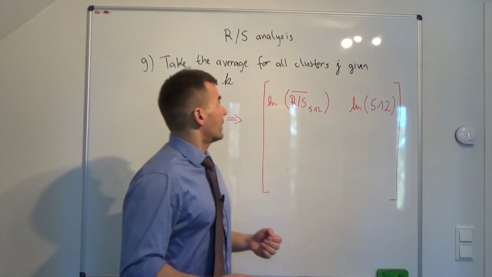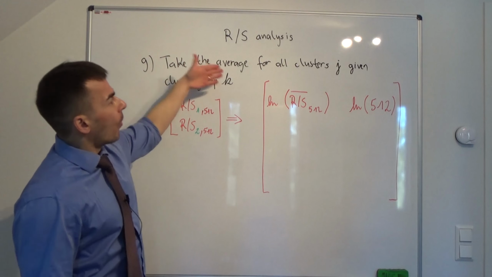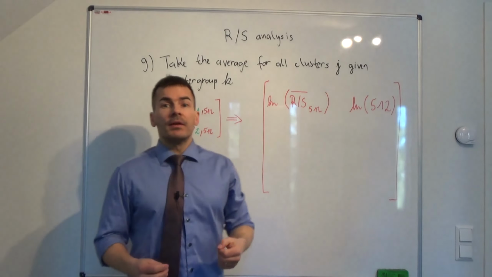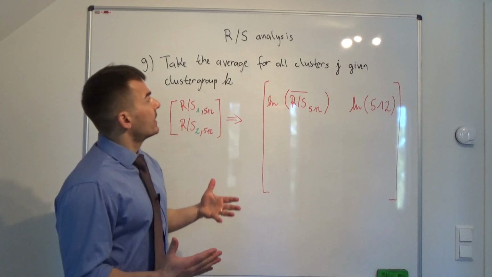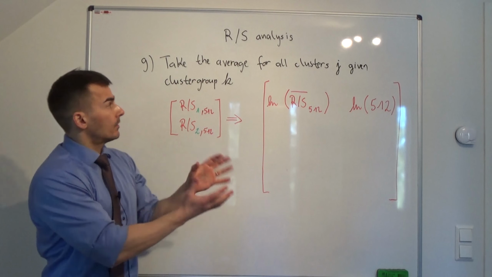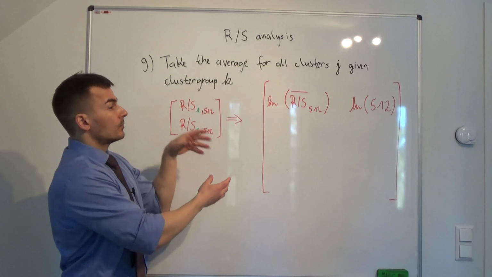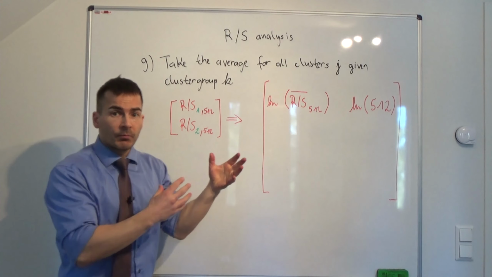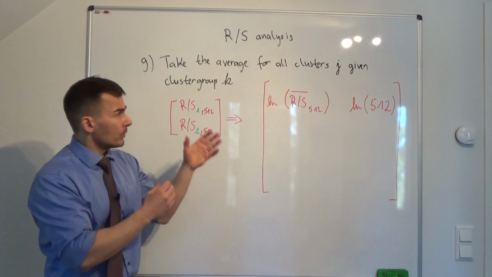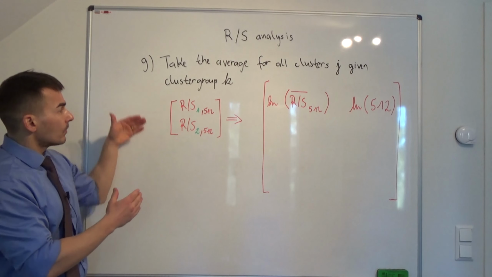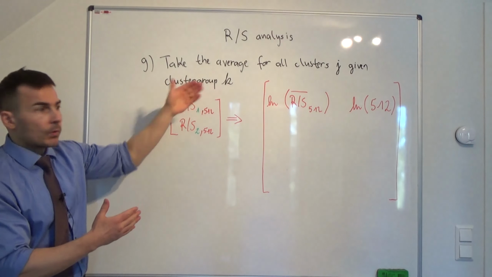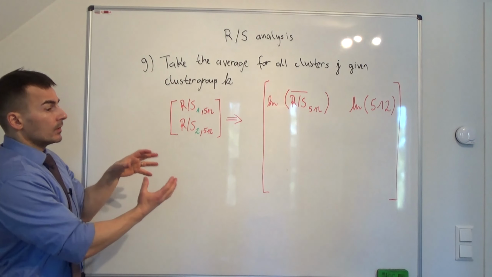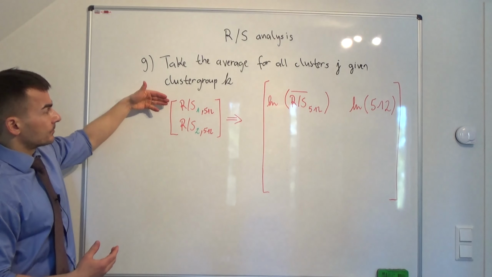The 9th step is then that we have to take the average for all clusters J given cluster group K. Obviously, the rescaled range statistic given cluster group K is the difference between maximum and minimum of the cumulative return divided by the corresponding standard deviation that we have seen in the previous step. Yeah? So, given that cluster group K is 512, and capital T is 1024, we have 2 clusters, as we have seen.